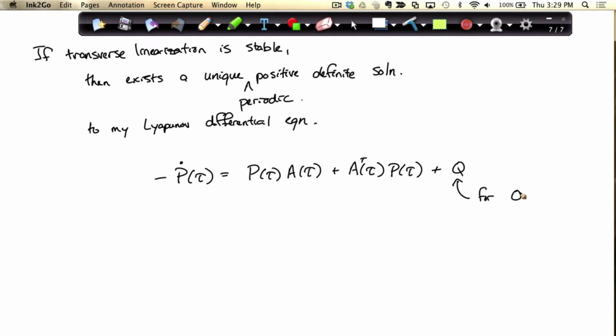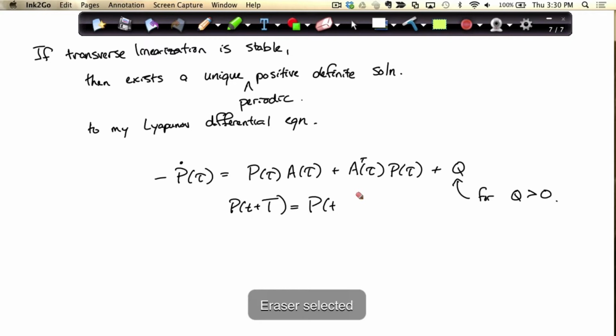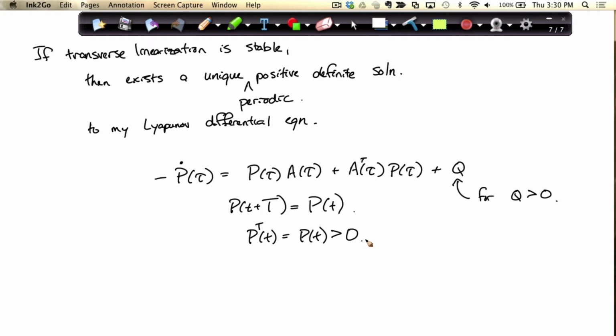Pick any positive definite Q to throw in there. Give yourself some shape. That's your design parameter. But if you pick a positive definite Q, you find a periodic solution to this, some periodic P, right? Find there's exactly one which is periodic and positive definite. Then the Lyapunov function proves orbital stability of the system.